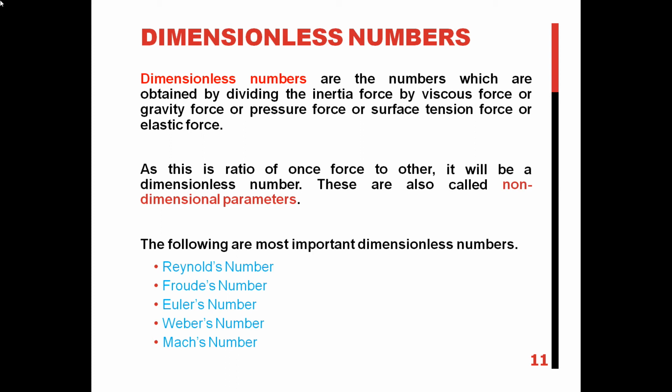Okay, so what are dimensionless numbers? Dimensionless numbers are the numbers obtained by dividing the inertia force by the viscous force, or gravity force, or pressure force, or surface tension force, or elastic force. When you divide any two of the forces, we get these dimensionless numbers.